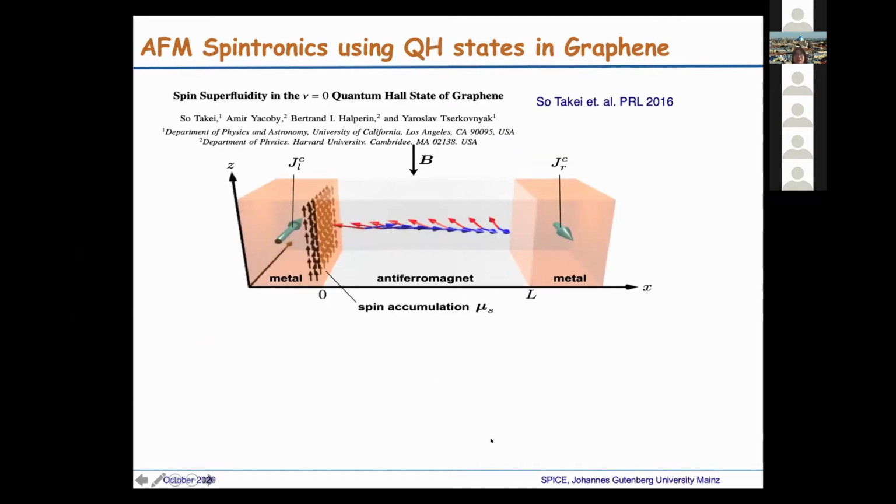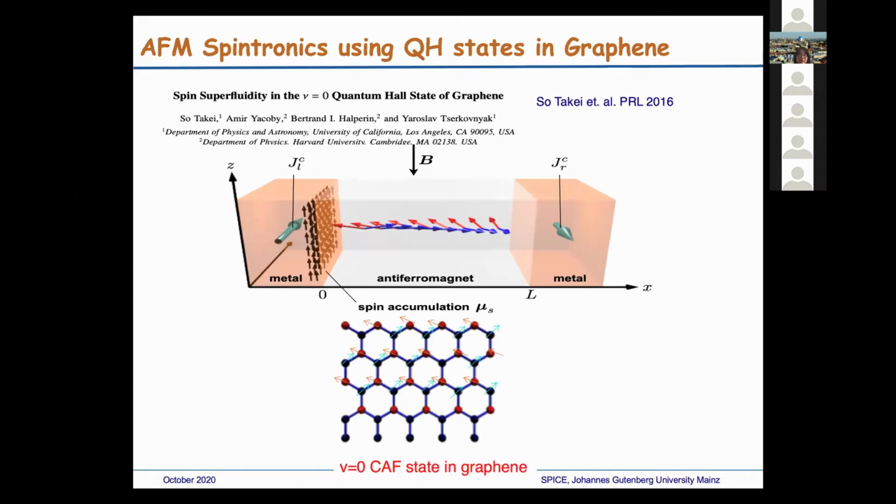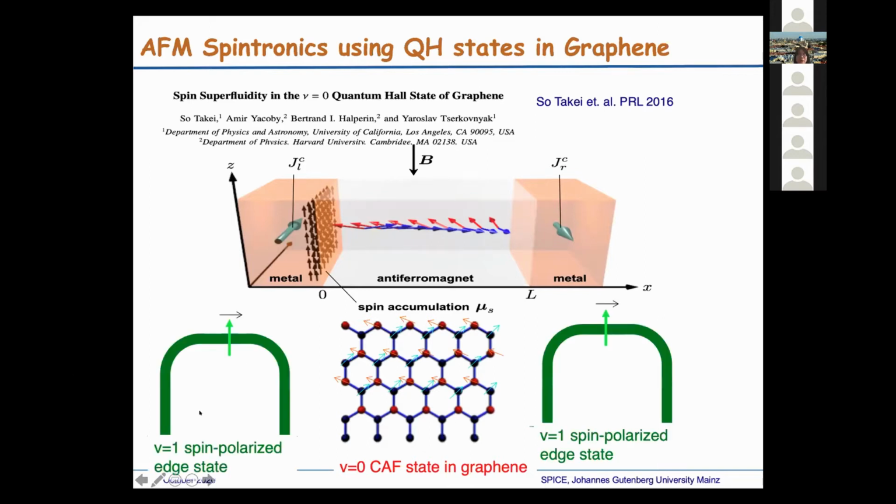So what can we do with that? This is one theoretical proposal by Takei et al. back in 2016. We can use this to realize spin transport in an antiferromagnetic insulator. The idea is to use this antiferromagnetic insulator state in graphene as the medium to transport spin, and then we inject and detect spin using the spin-polarized edge state at filling factor 0.